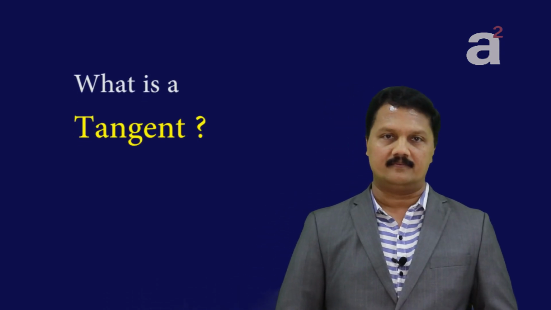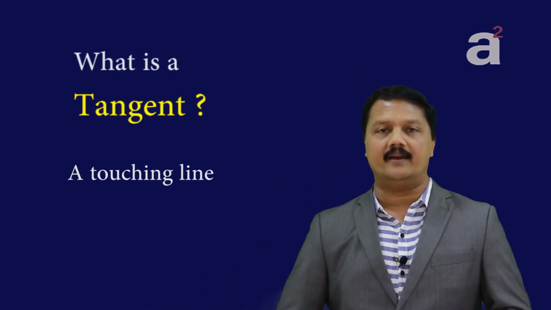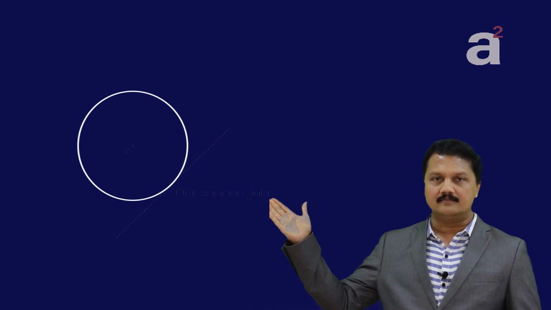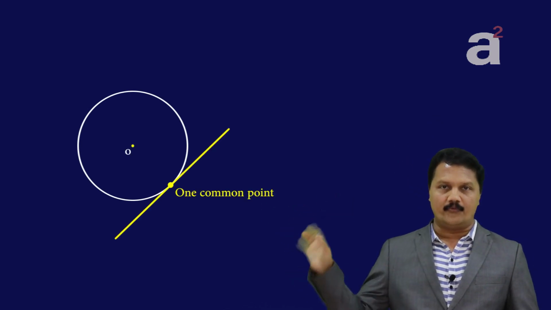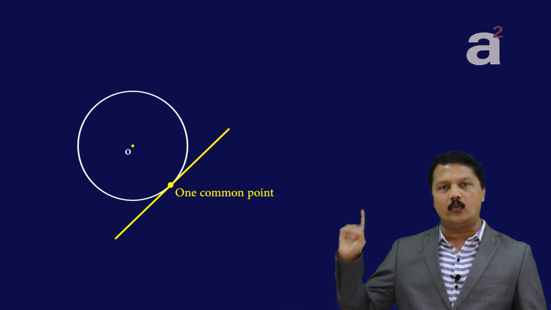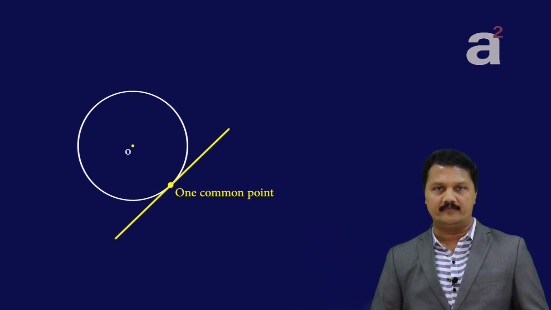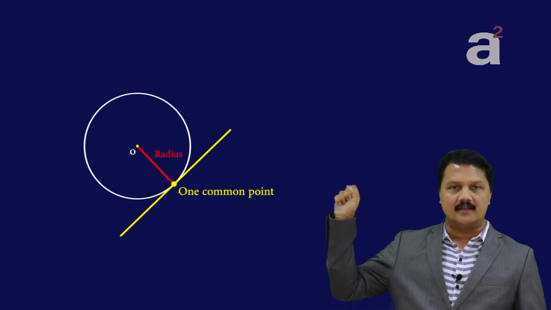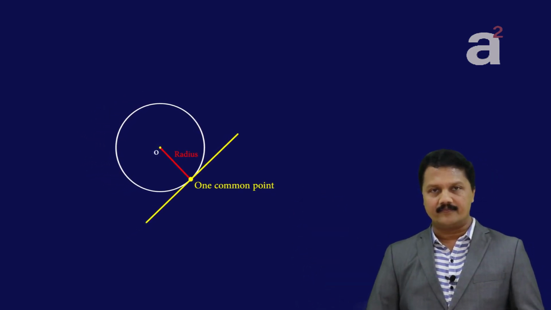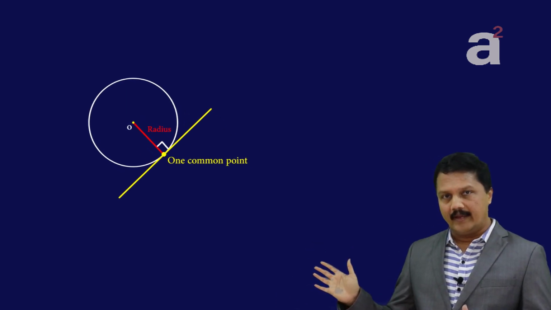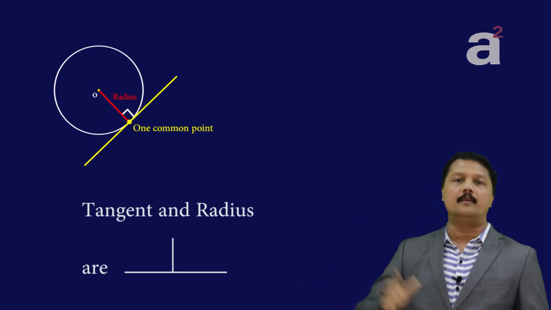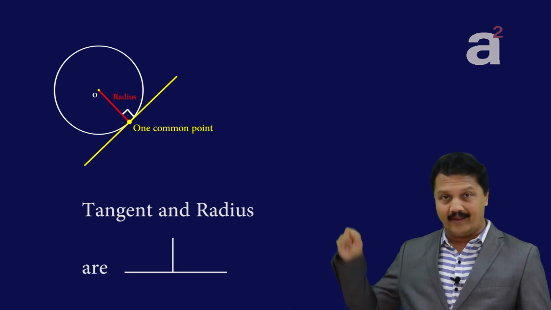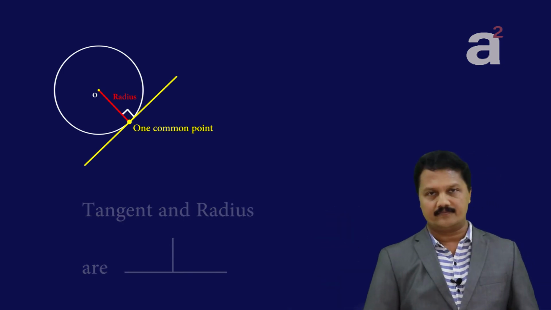Let's see more rules related to circle. What's called a tangent? A tangent means a touching line. See the circle and its tangent. So for the circle and the tangent, there will be only one common point. You can see that point here. Now from that point, if you draw a line segment to the center, that's a radius. So the tangent and the radius from the contact point will be perpendicular to each other. So that angle will be 90 degree always.